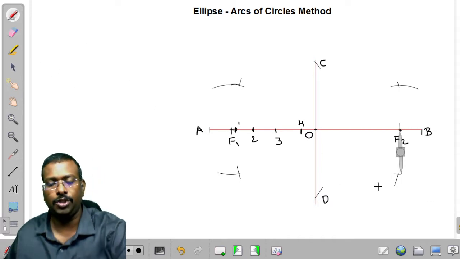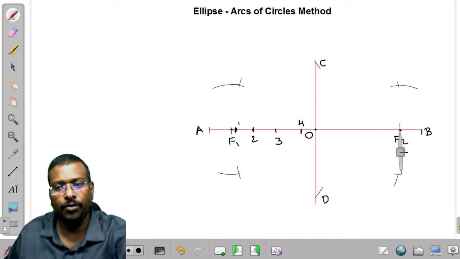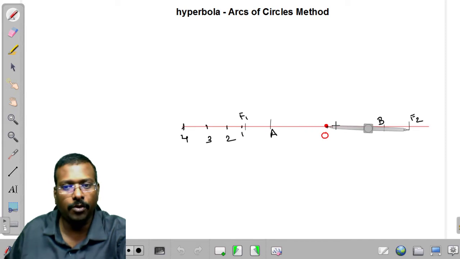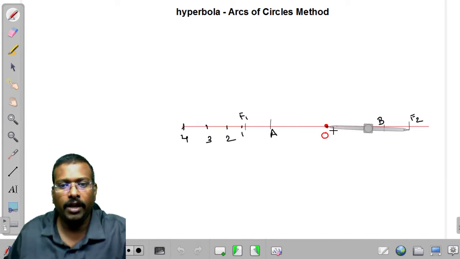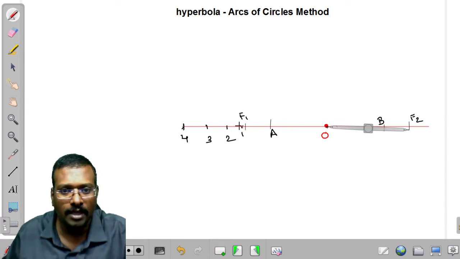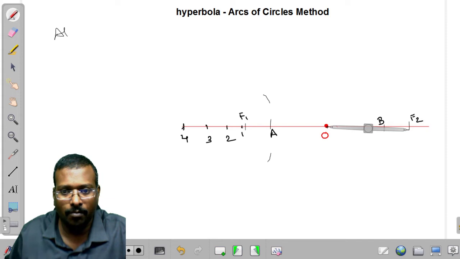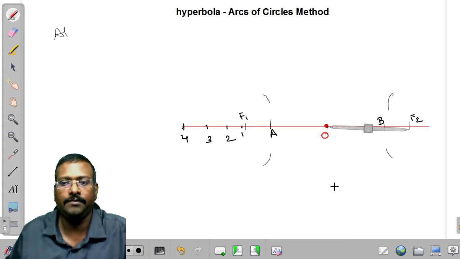Similarly, the same procedure with 1 point I am going to get 4. Similarly, A3 as radius, if you do it, we will get 2 more points. So the same procedure we will apply here. We will take A1 as radius, and draw the arcs with F1, F2 as centers. All of you observe. With A1 as radius, F1 as center, we will draw the arcs here on both sides. F2 as center, we will draw the arcs on both the sides.